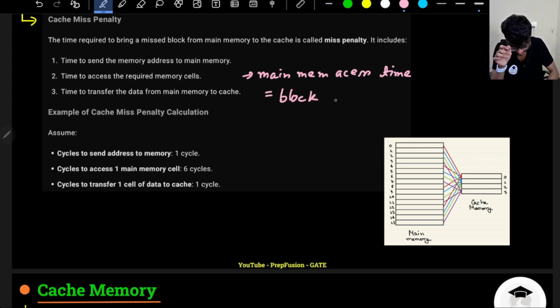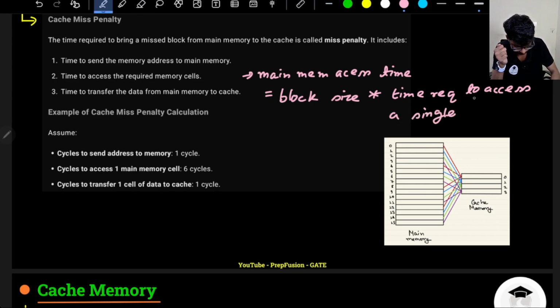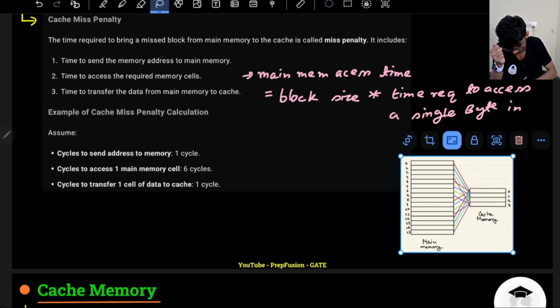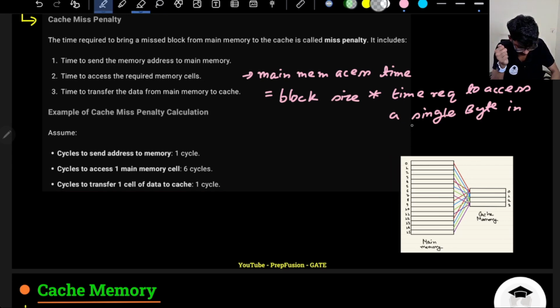Will be the block size times the time required to access a single byte in memory.